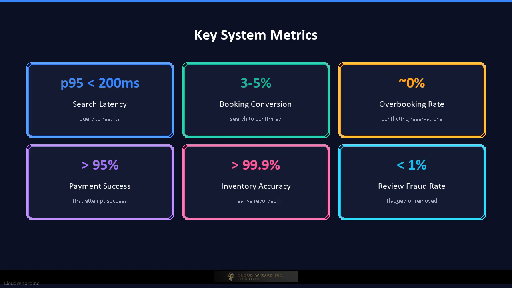Payment success rate, the percentage of checkout attempts that complete successfully on the first try. Inventory accuracy, the percentage of room availability records that match the real state across all channels. Review fraud rate, the fraction of reviews flagged or removed as suspicious. And finally, system availability, usually expressed as nines, because downtime directly hurts both travelers and hotels. These metrics are what the business actually cares about.